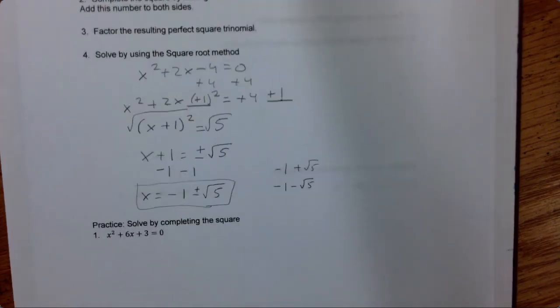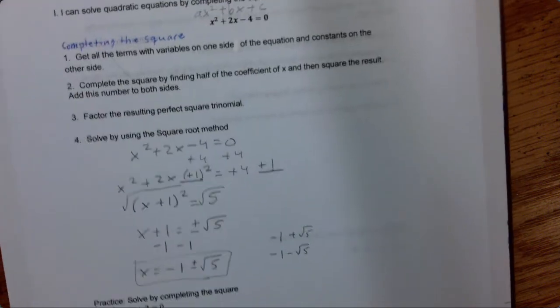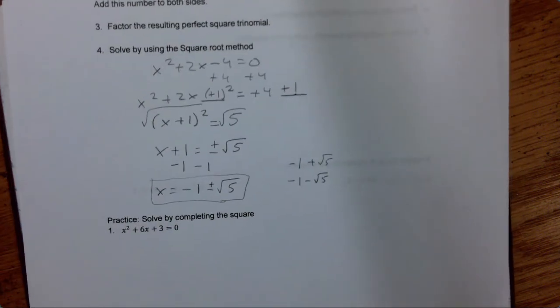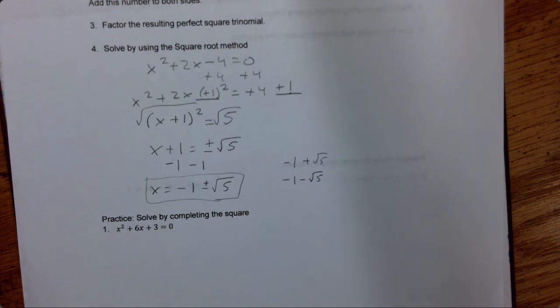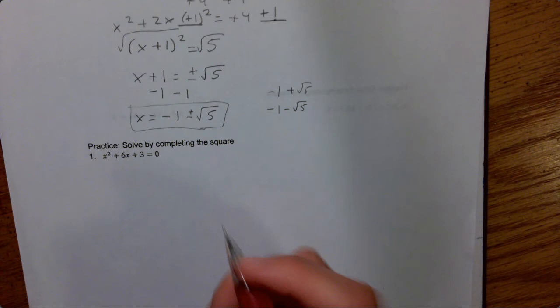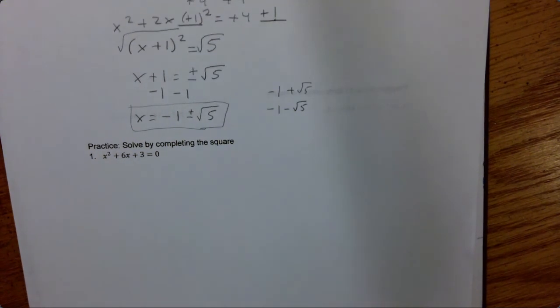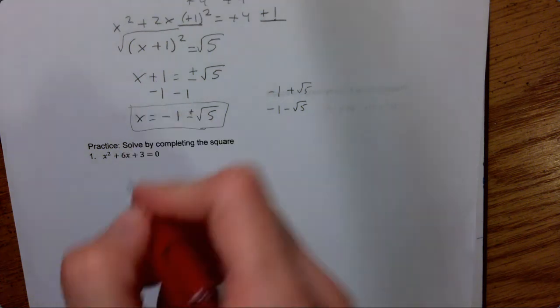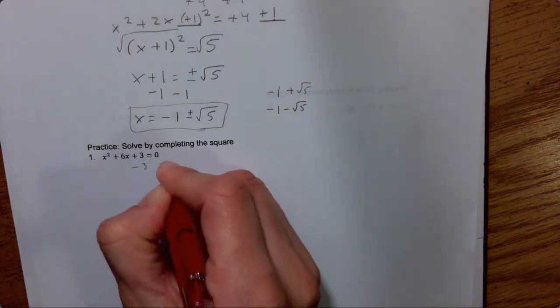So here's our next problem. And again, we're solving by completing the square. So again, we want to go through all of those steps that we did. Remember, our first step is to get all of the constants to the other side. So we're going to subtract 3 from both sides.